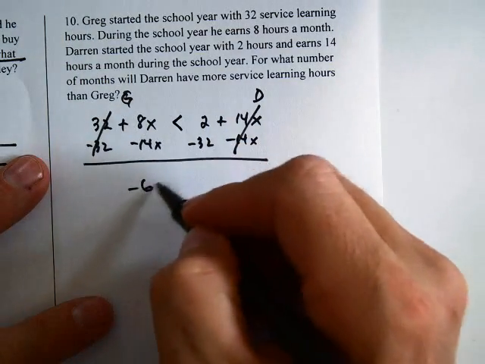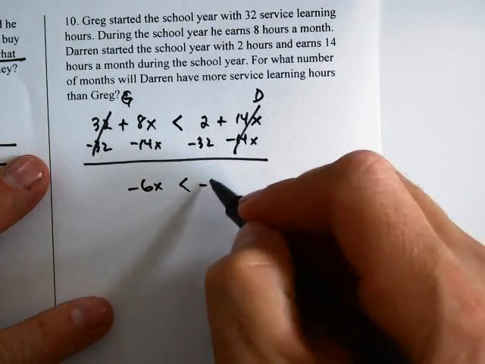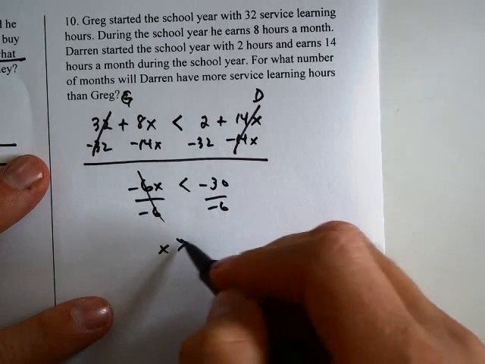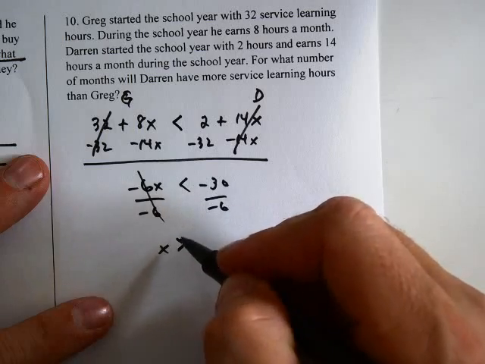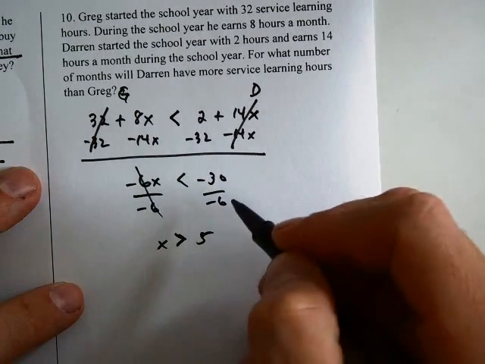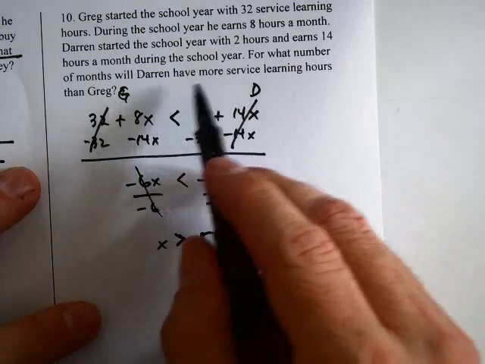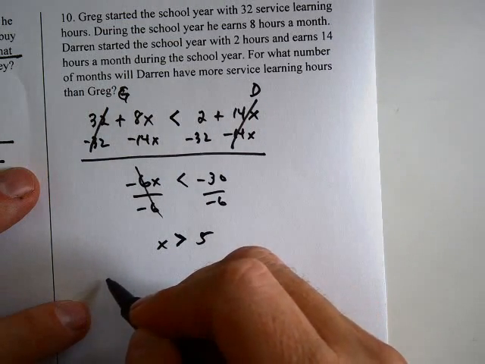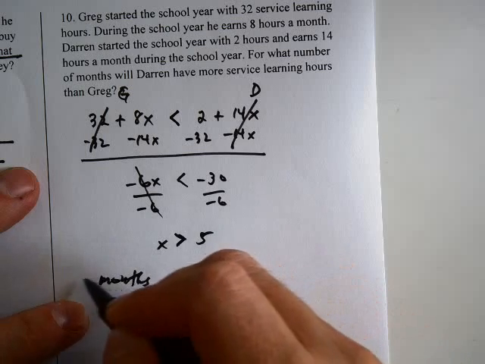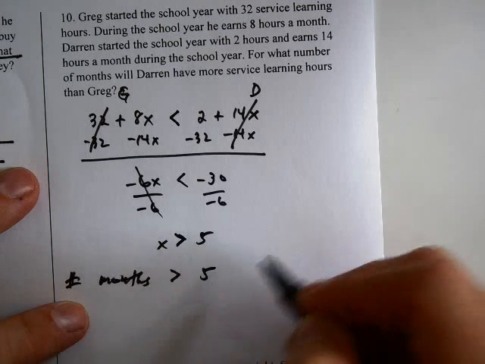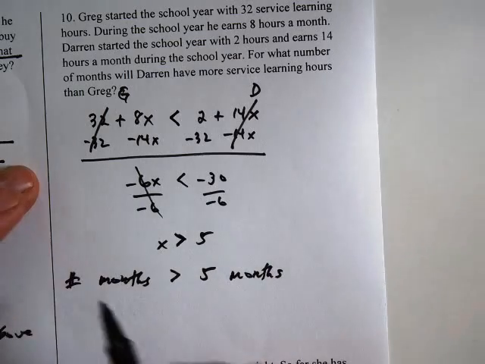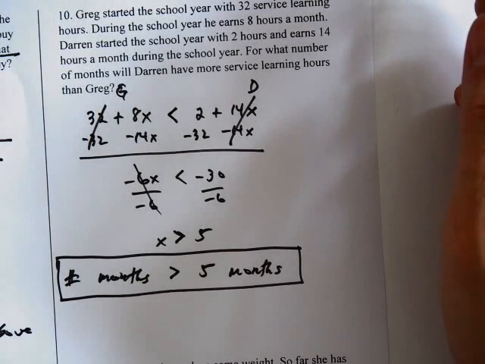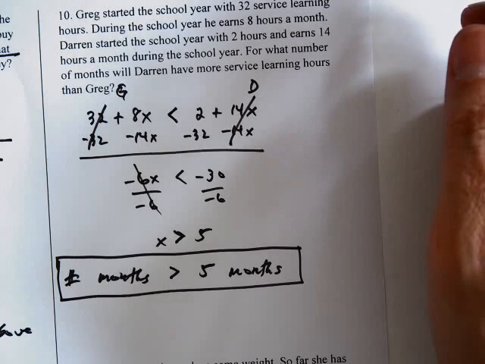So 8 minus 14 is negative 6x, is less than, here, negative 30. Dividing by negative 6, those cancel and I get x is greater than, oh, why, notice I switched it, right? We should be good at that now. Pros, over here is 5. So really, Darren will have more service learning hours if the number of months is greater than 5 months. So literally at 5.1 months, presumably, you could do that. Darren is going to overtake Greg and be the big dog when it comes to service learning hours.